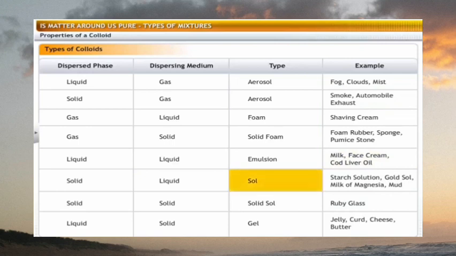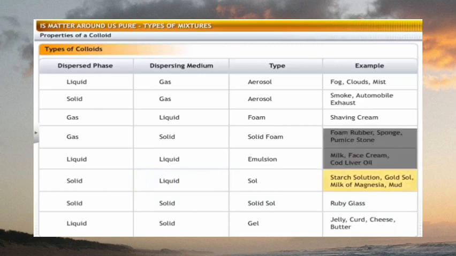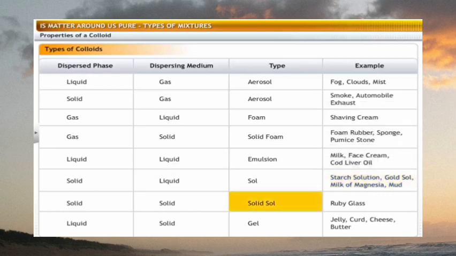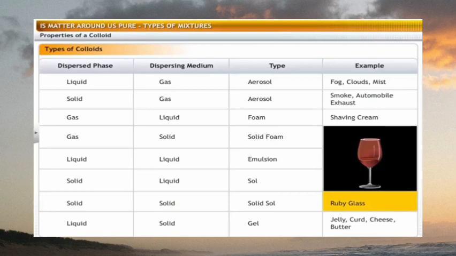A sol is a colloidal system in which a solid is the dispersed phase and a liquid is the dispersing medium. Starch solution is a sol in which starch is the dispersed phase and water is the dispersing medium. Other examples of sols are gold sol, milk of magnesia, and mud. A solid sol is a colloid in which both the dispersed phase and the dispersing medium are solids. Ruby glass is a solid sol in which gold is dispersed in glass.